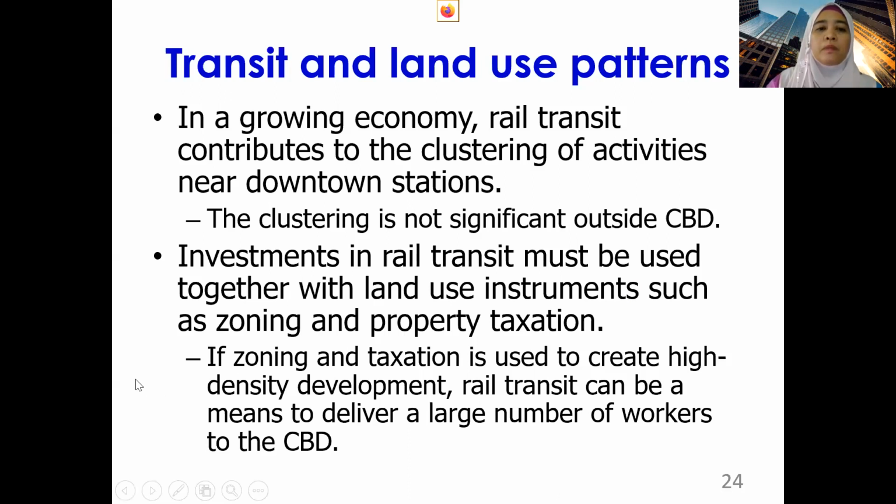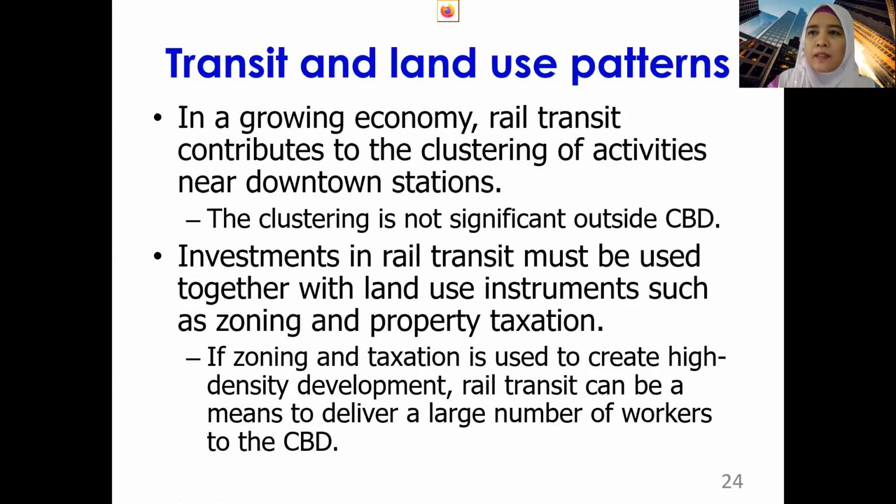So if zoning and taxation is used to create high density development, rail transit can be a means to deliver a large number of workers to the CBD. That is why now we have the TOD concept, transport-oriented development, whereby the idea is for developments to occur near stations. Transit-oriented or transport-oriented developments, TOD, find that out.